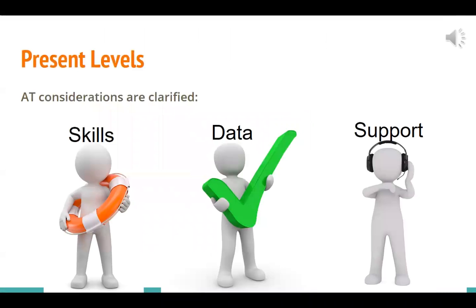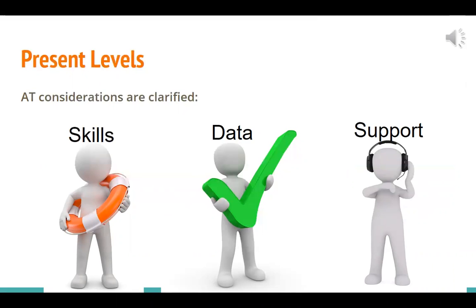The present level section of the IEP is where you're going to clarify your AT consideration. The 3 things you want to include in this are skills, data, and support. As far as skills, this is where you're going to clarify and explain the task or the skills that are the target of the AT support. For example, you could be targeting communication, academic skills, mobility, etc.